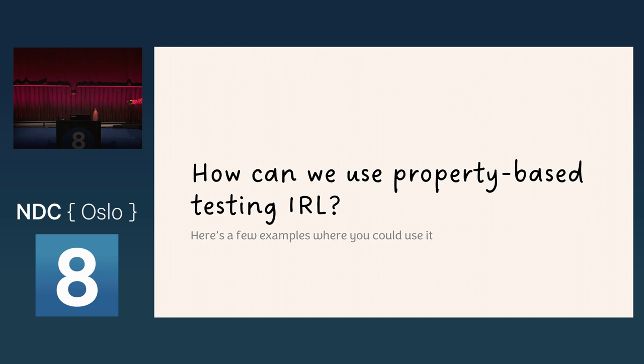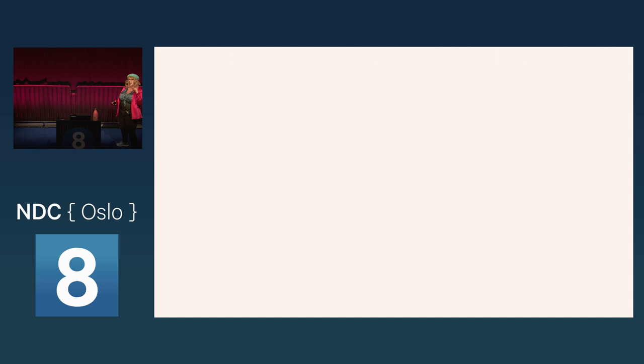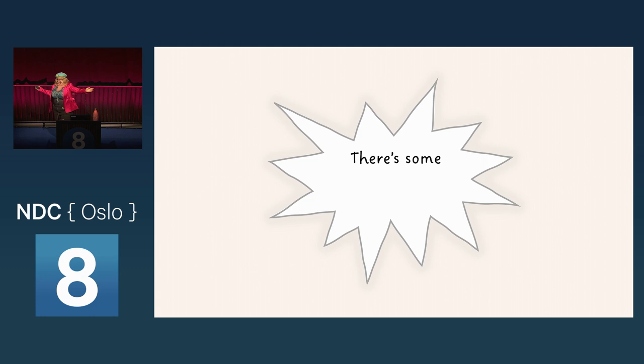I appreciate that writing a list reversal function and showing that it's possibly correct maybe isn't the most useful thing. So let's have a look at a few cases where you might want to use it, where I personally have used property-based testing in the past. Scenario number one: if there's some randomness inherent in your code.